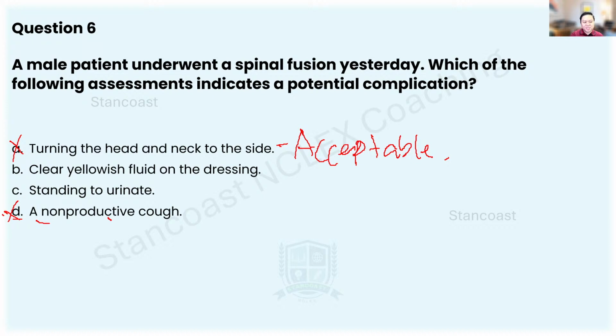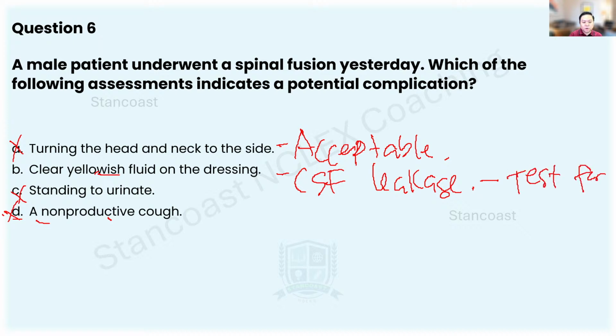So for a patient having that clear yellowish fluid onto the dressing, this is a significant assessment finding. If there is now drainage of that yellowish fluid, this is the CSF. This is a sign of CSF leakage, and you should be testing this for glucose. Test for glucose.